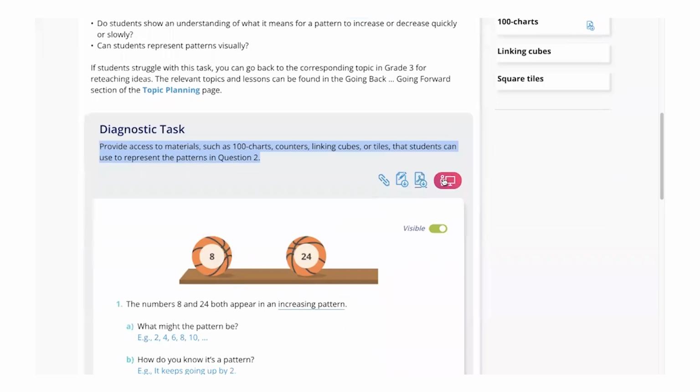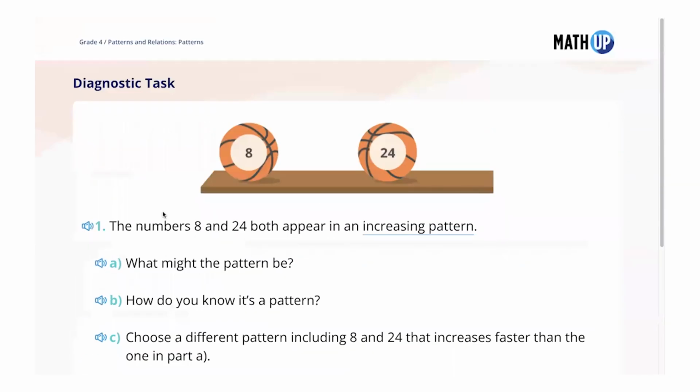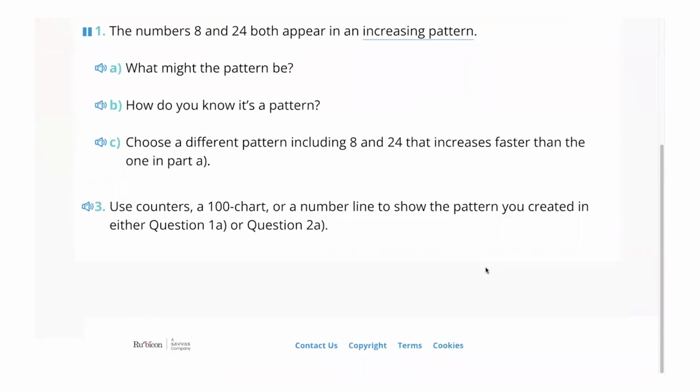So if you had a projector in your class, you could always use the projector and project the questions. You can see that we do have the read aloud function. Question 1. The numbers 8 and 24 both appear in an increasing pattern. We also have the hover definition available through that.